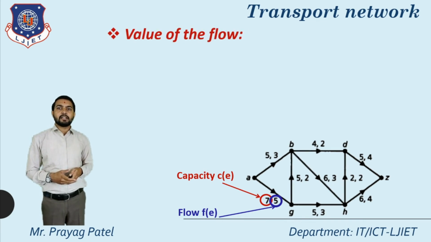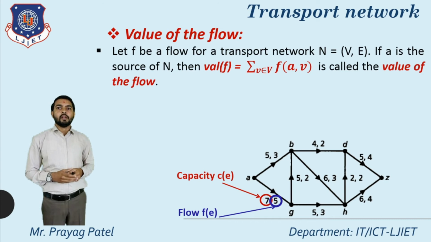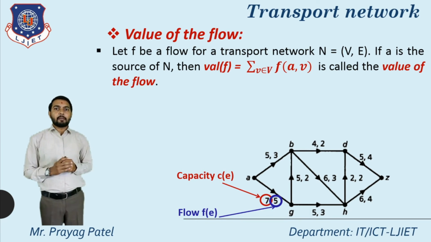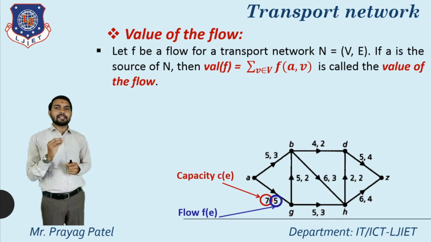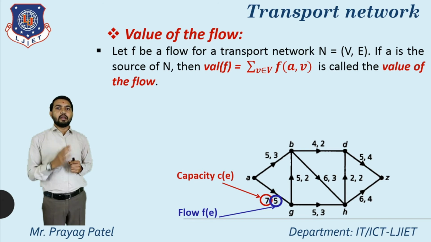Now after that, the next definition is the value of the flow. Let F be a flow for a transport network N = (V, E), and A is the source of the network N. Then the value of the flow is represented as val(F) = sigma over V belongs to V of F(AV). Here consider A as the source node. So the value of the flow is the outgoing value from the source node A. It is called the value of the flow.